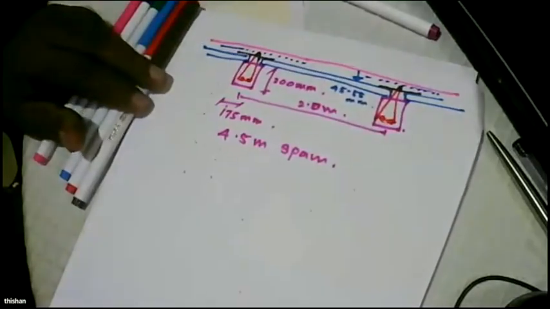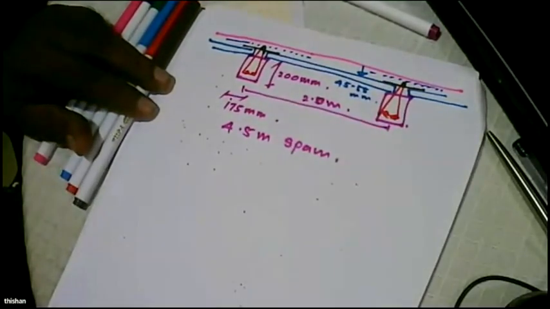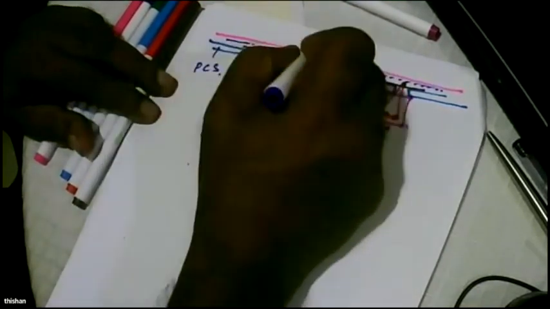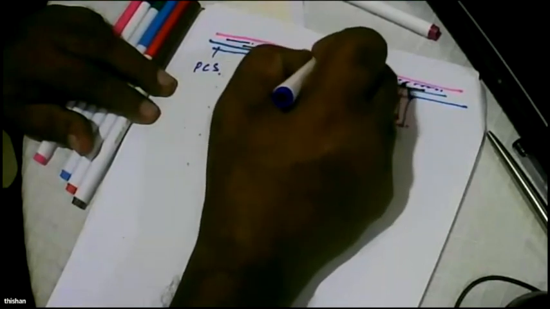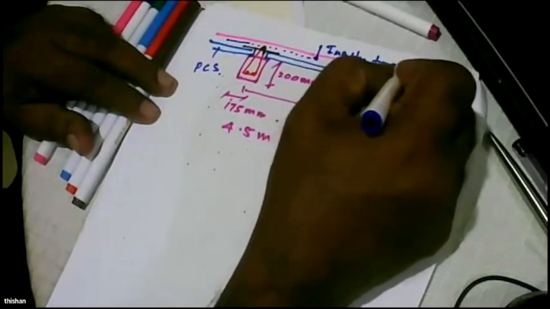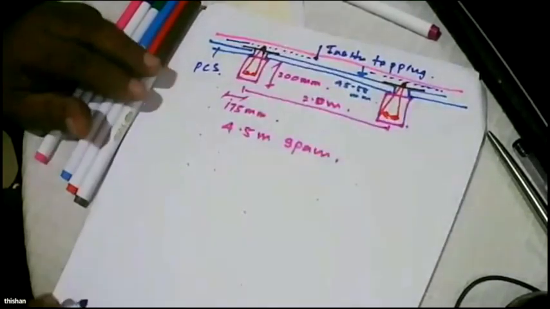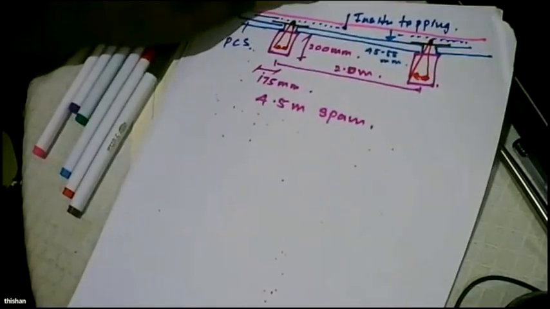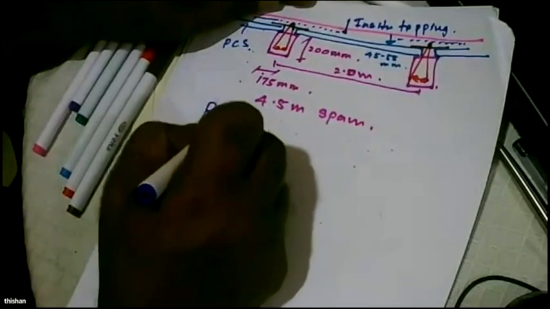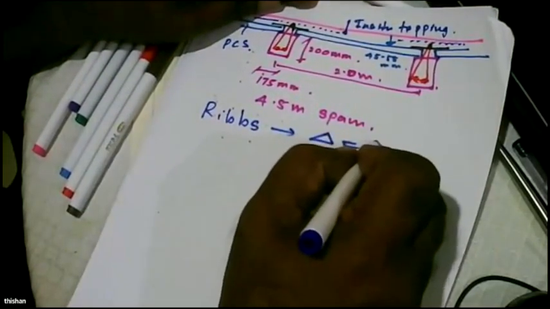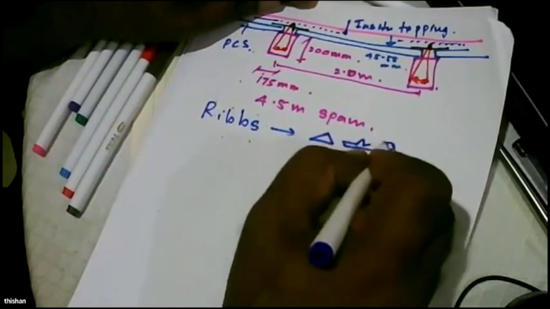Then what do you have? Now we have a precast system with a precast slab with in-situ topping. And what is the beauty of the system? Because we have ribs, what is the deflection? It's almost equal to zero.